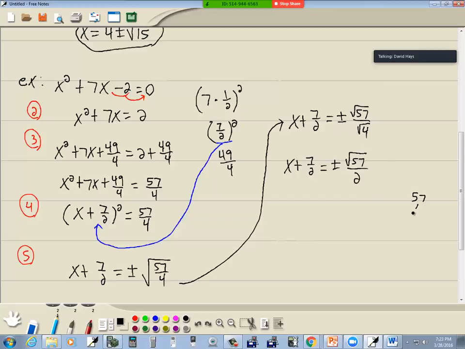I shouldn't have to do this, but I'm not seeing it. It's definitely divisible by 3. Let's see, 127. Okay, that doesn't break down any. Now we're going to take the 7 halves and move it over. It becomes a negative 7 halves.